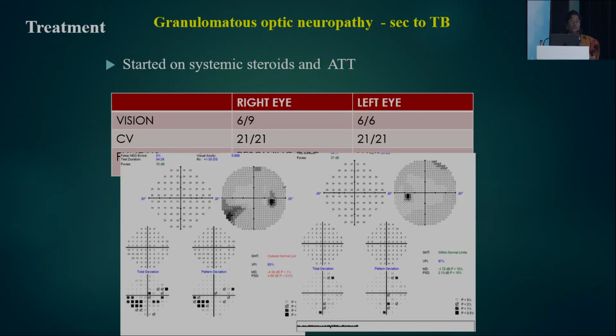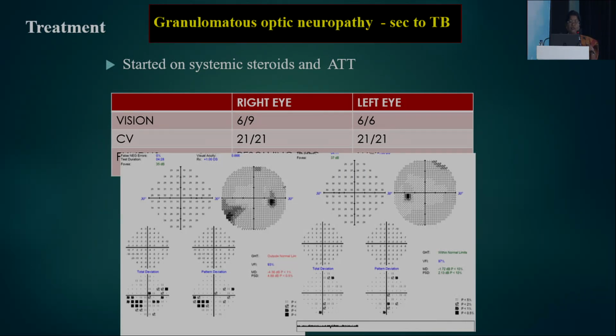So she was put on antituberculous treatment along with steroids, and that's the result you see down the line. So she improved in her visual field as well as in her color vision, and a good recovery of the fields also. So that's a granulomatous optic neuropathy secondary to TB.